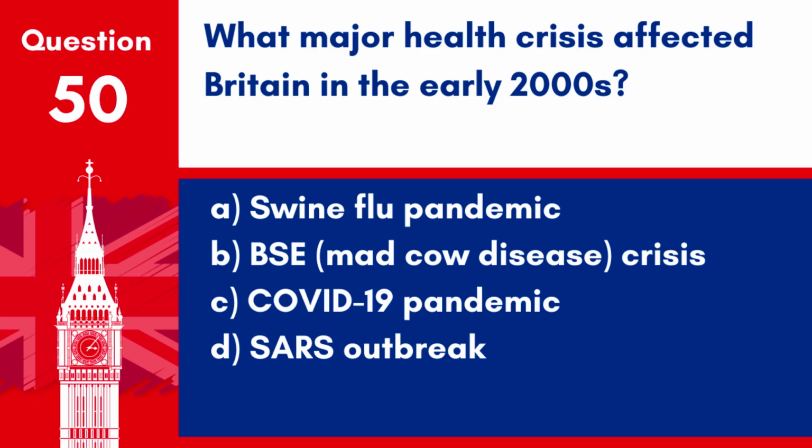Question 50. What major health crisis affected Britain in the early 2000s? A. Swine flu pandemic. B. BSE, mad cow disease, crisis. C. COVID-19 pandemic. D. SARS outbreak. Answer: B. BSE, mad cow disease, crisis. The crisis peaked in the late 1990s and had significant repercussions into the early 2000s.